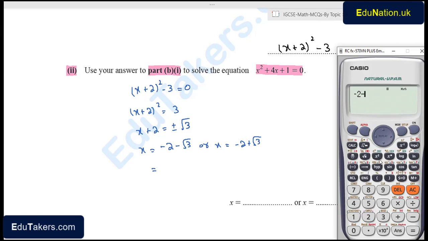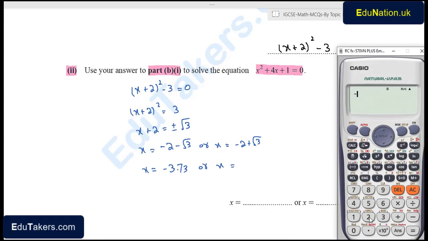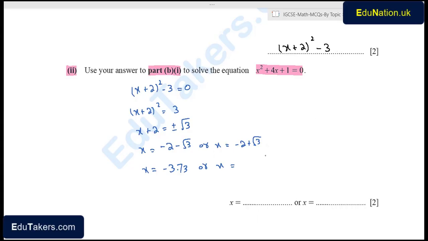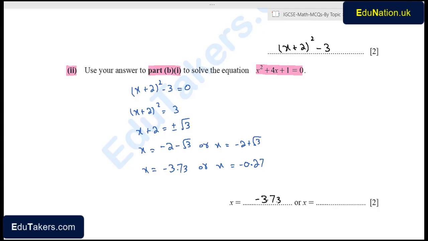−2 − √3 is −3.73. Our x is equal to −2 + √3, which is −0.27. So these two are the answers. x is −3.73 or −0.27.